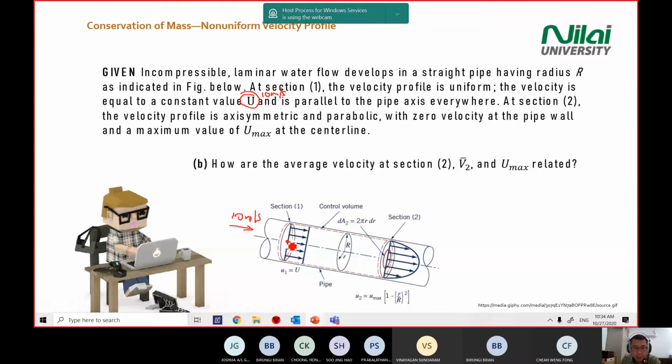So the maximum velocity here, Umax at this axis, along this line, will be equal to 10 meter per second, for example. So your average velocity at section 2, V2, you can straight away write Umax divided by 2 equal to 5 meter per second.